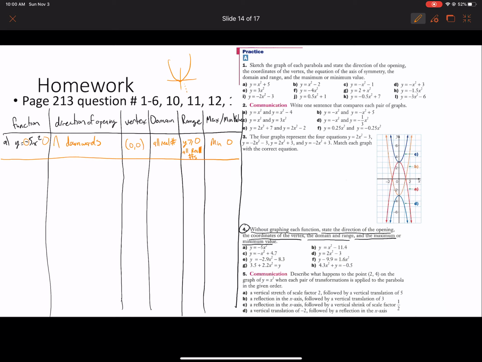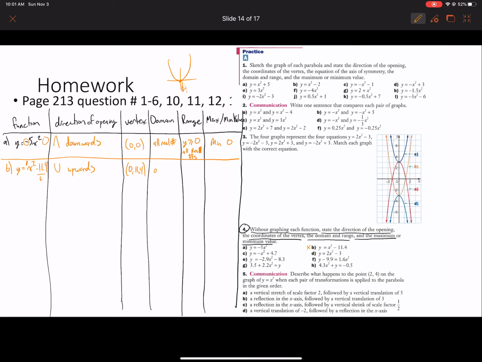That's it. Let's do B. Okay, so we have B, y equals x squared minus 11.4. What does 11.4 do? It shifts it down 11.4 units, but it opens upwards because there's no minus here, right? And our vertex would have been 0, 0, but now it's been shifted down. So it's 0, negative 11.4.